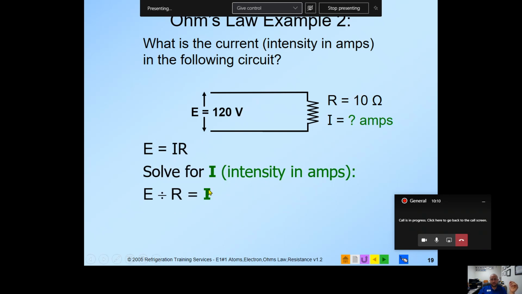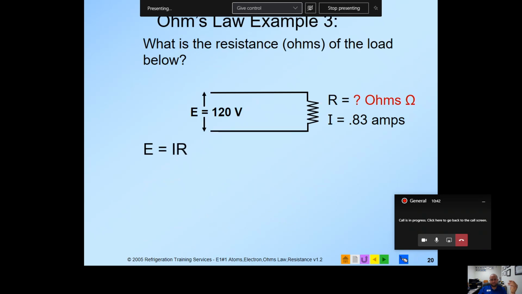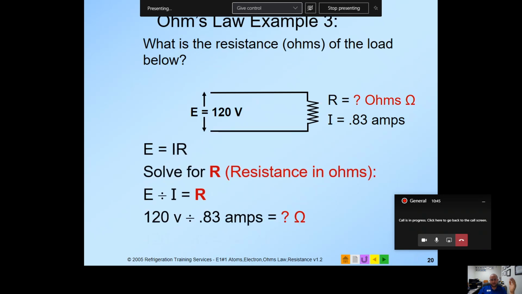So what they did is they went ahead and moved the I over and got it by itself, solved for I, by crossing over and bringing over the E and the R. So to undo multiplication, you have to divide. So in order to get rid of this R with the I, you have to divide by R, and do the same thing on the other side. So E divided by R equals I. Now, what does that look like? Well, I plug in 120, plug in my 10, and I divide those out. What's my expected amperage? 12 amps. All right, so that's it in a nutshell. I'm not going to go through a bunch more of those, but that's kind of how that should work.